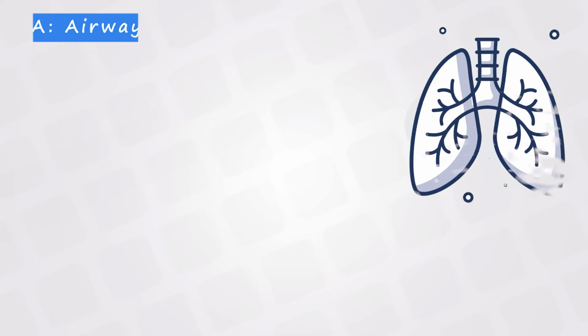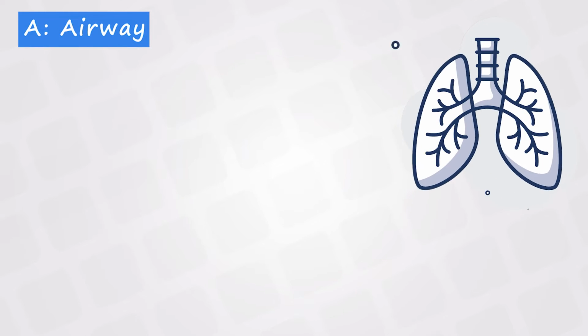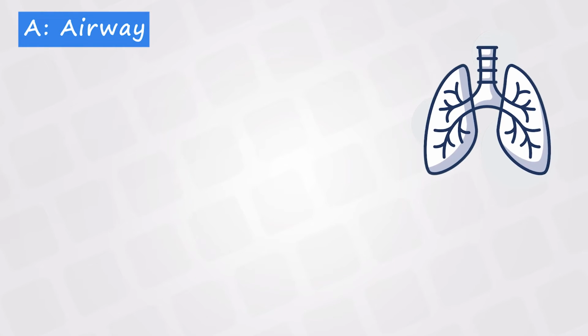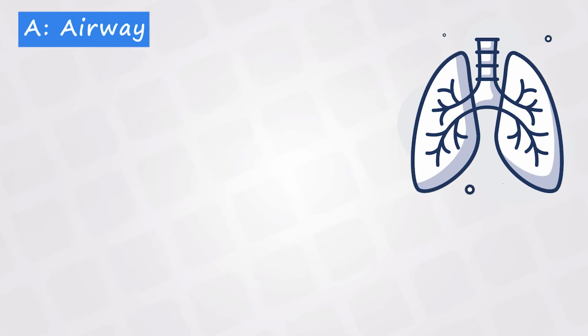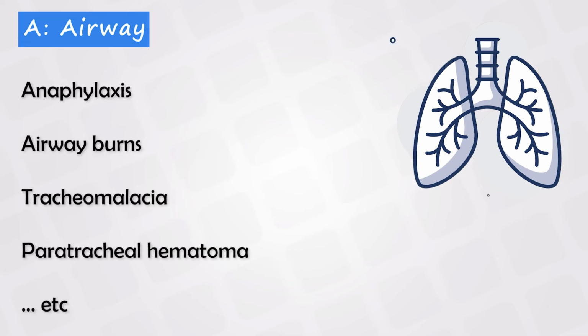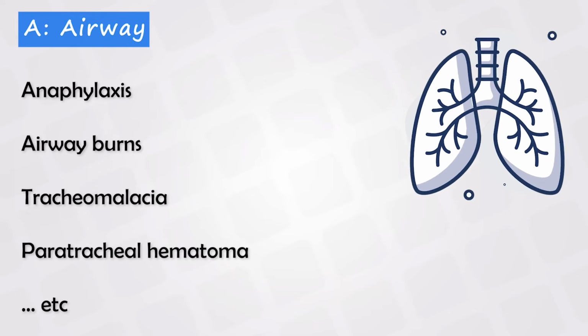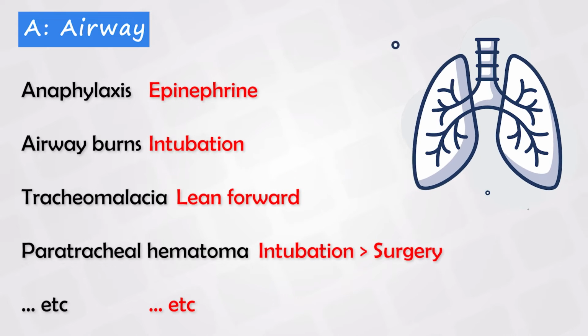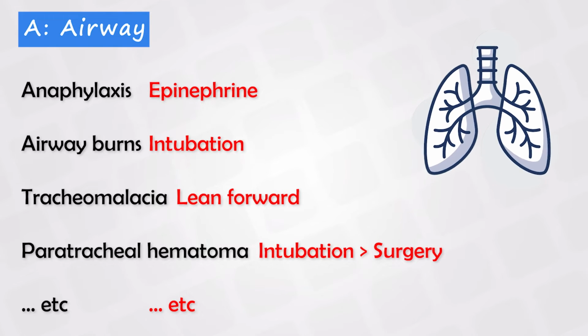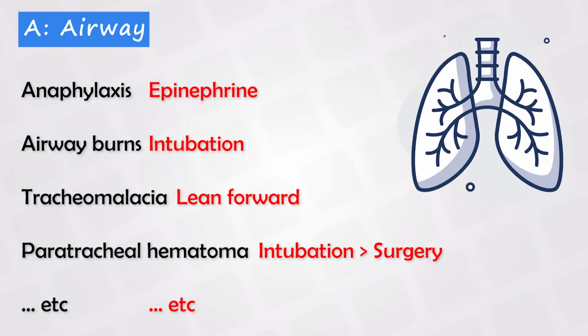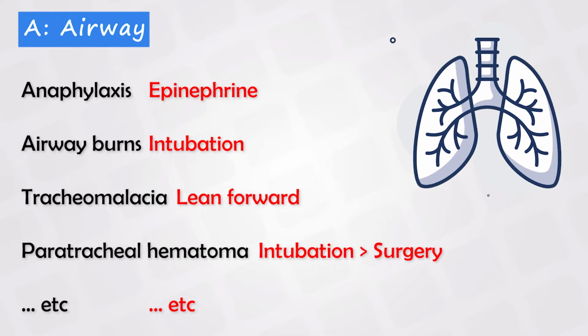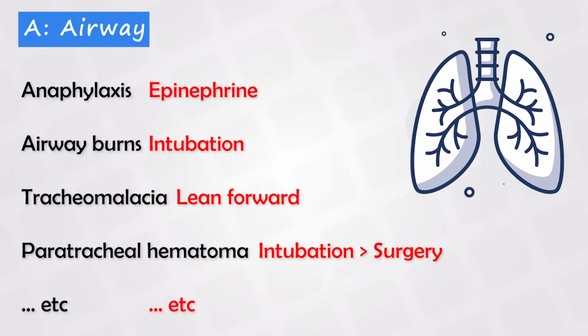Starting with A, airway, you have to make sure that the airway is intact and that air can go into the lungs. These are the conditions that can compromise the airway. Depending on the condition, you have to manage accordingly. And here are all the management methods. So for example, if somebody is choking on a piece of food, the management is to take that piece of food out or perform the Heimlich maneuver. And if somebody is having an anaphylactic shock, you simply give them epinephrine, and so on.